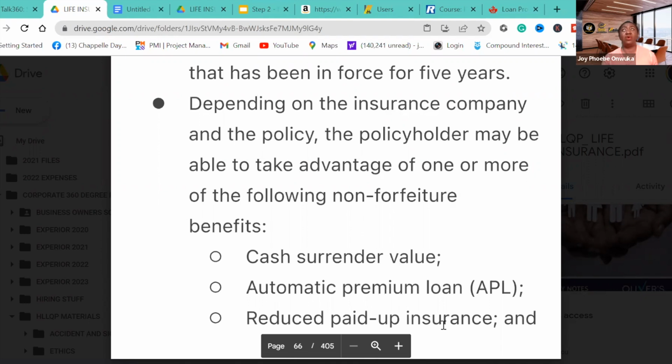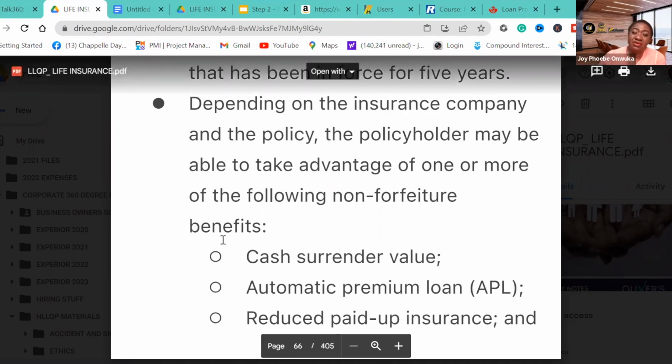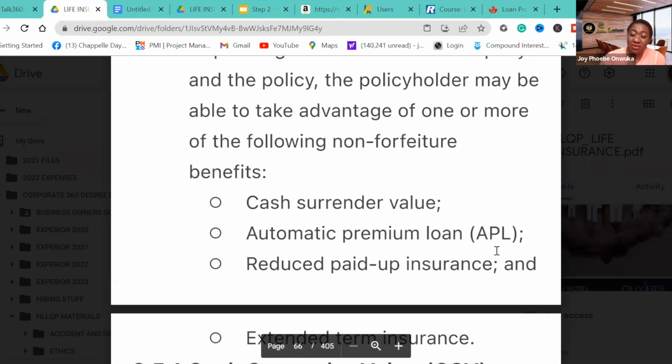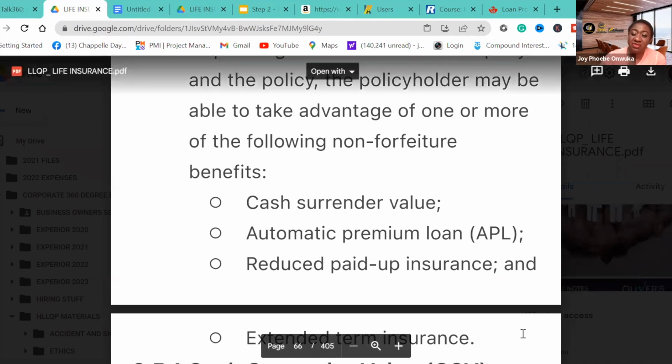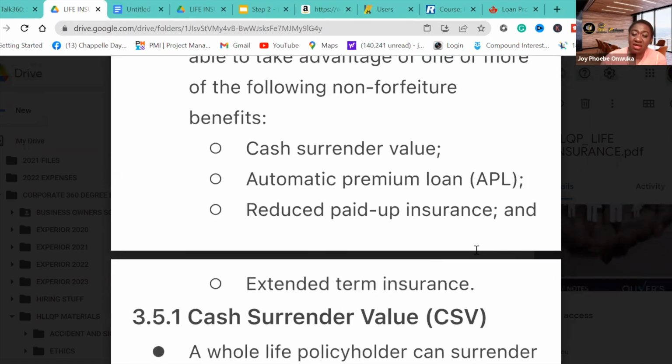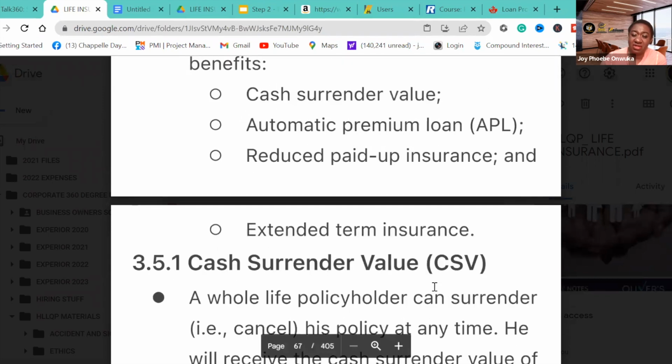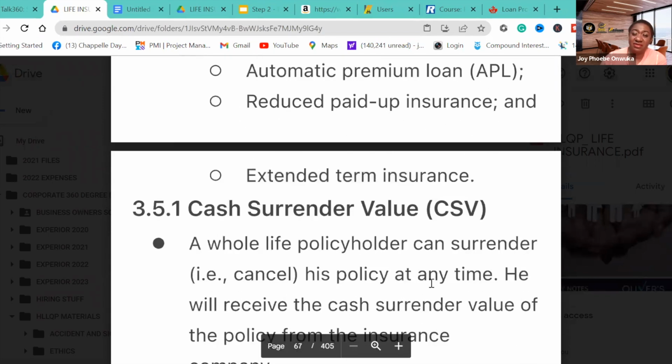Okay. And your policy will still be active. In other words, you won't lose your coverage anyways. So let's move on. Now, the following are non-forfeiture benefits: cash surrender value, automatic premium loan, reduced paid up insurance, and extended term insurance. Now, cash surrender value.